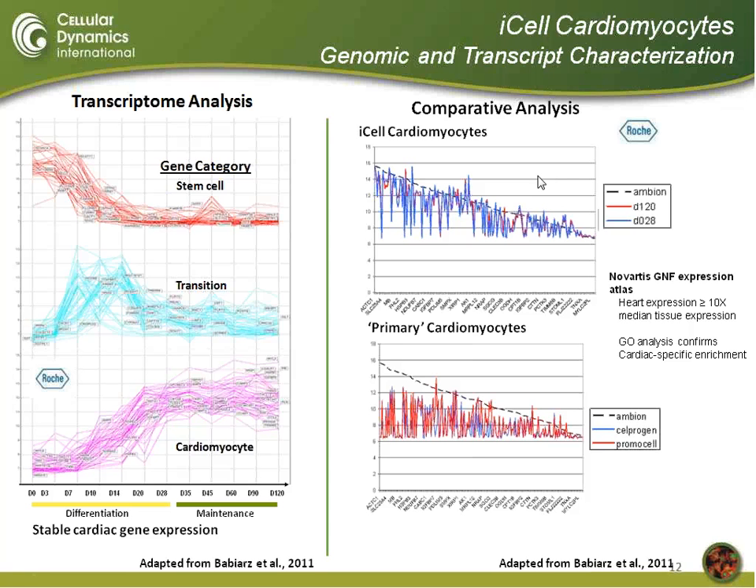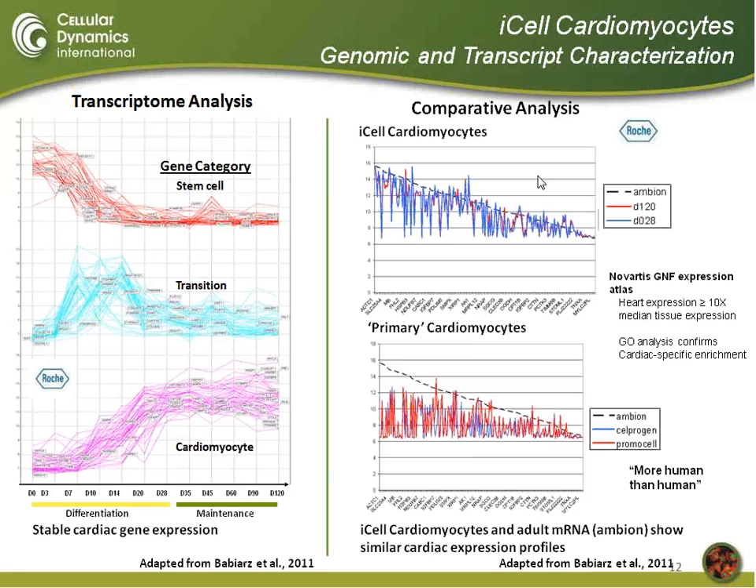Next, they took primary cardiomyocytes that are currently available on the market. We've got the CellProgen and the PromoCell. They did the same analysis, rank ordered them, and overlaid them. And as you'll see, the primary cardiomyocytes compared to the ambient RNA didn't overlap as strongly as the iCell cardiomyocytes. This prompted a tongue-in-cheek quote from the investigator at the time that our cells were more human than human, which, as a provider of the cells, is a very good marketing tool, which is why you'll see it on this slide here.